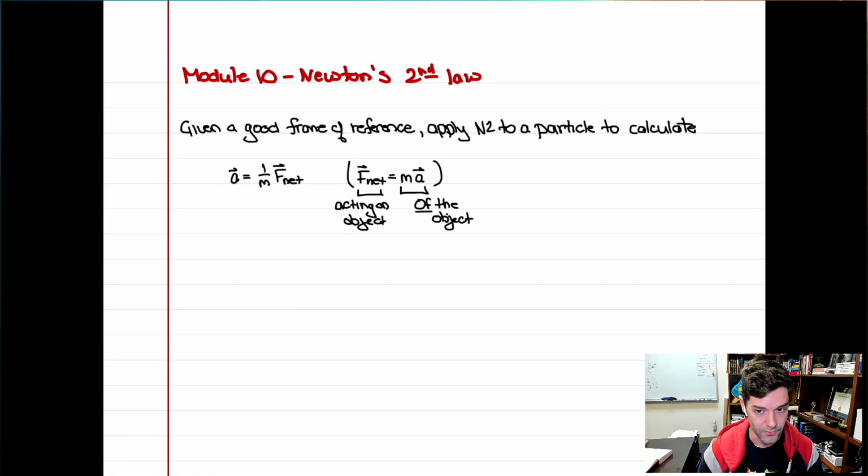Now with all that, and the machinery we've developed in the last 9 modules or so, we can use that to apply Newton's second law, the dynamical law, that tells me for a given object that has mass m, if I can calculate the net force acting on that object, that net force is equal to the mass of the object times the resulting acceleration of the object.